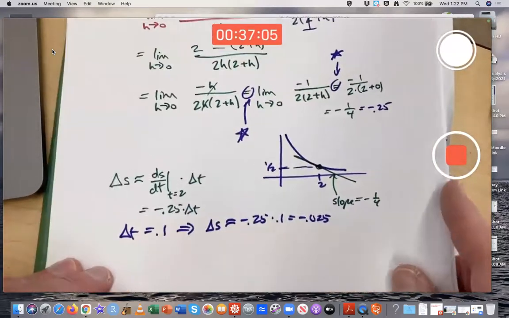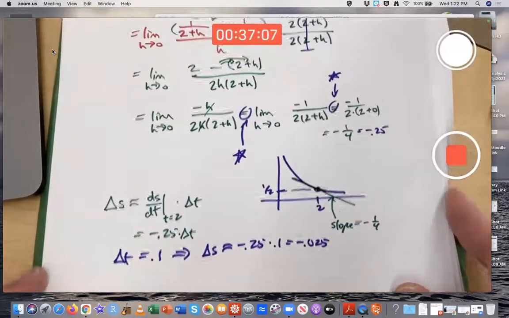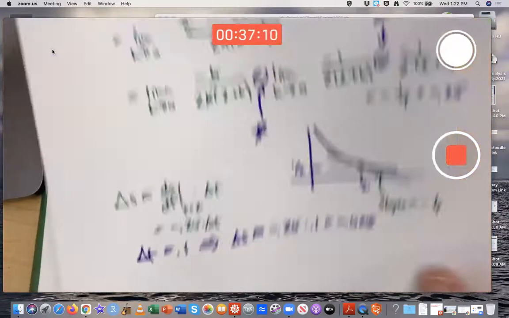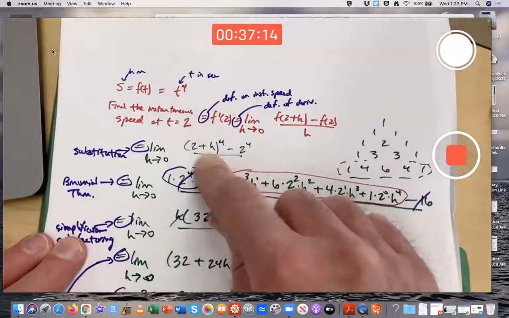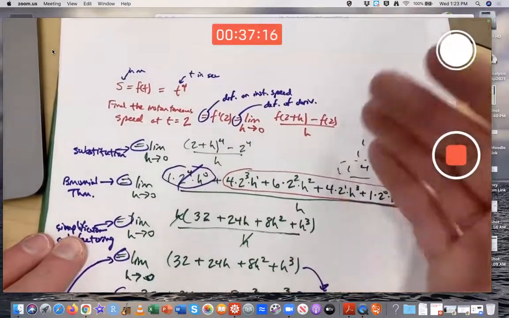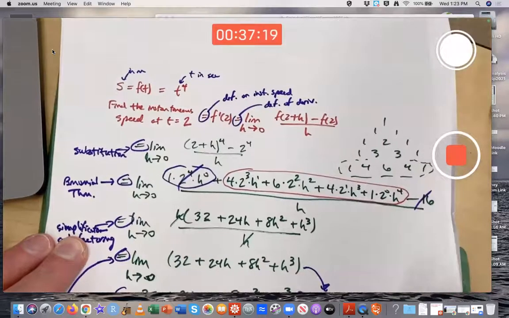I didn't need it because I didn't need to use the binomial theorem. The binomial theorem is for expanding binomials, which means the sum of two things to some power. That's what a binomial means. That's where you use the binomial theorem.